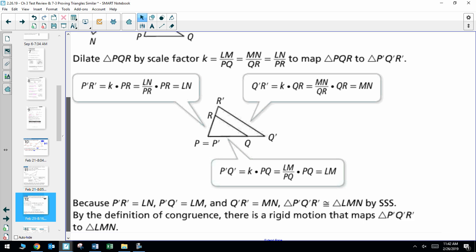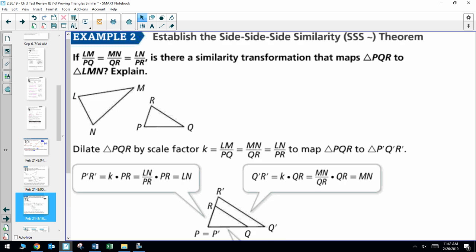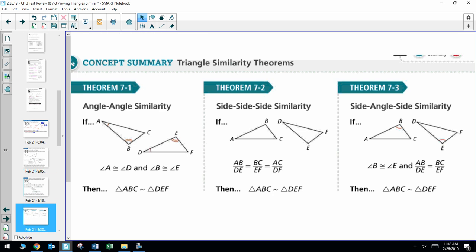So if you have three sides that are proportional, similar shapes. If you have two angles that are the same, similar shapes. Okay? And that's summed up right here. These are the two we just said: the angle-angle similarity and the side-side-side similarity.